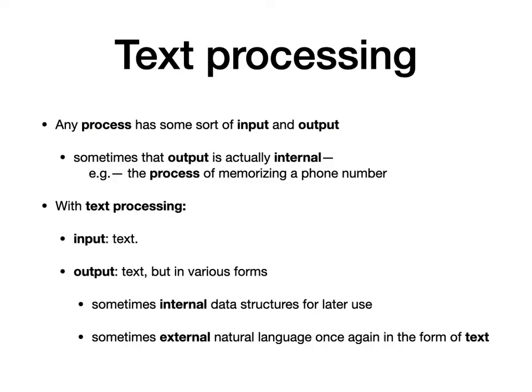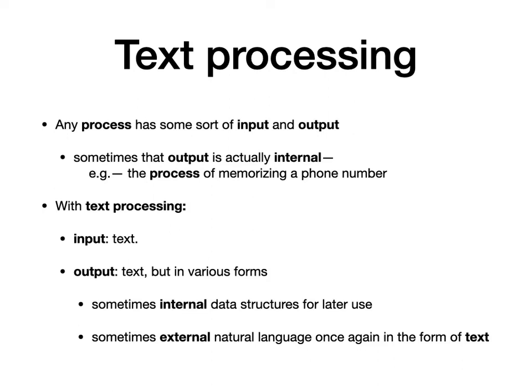In any process, you're going to have some kind of input and some kind of output. Sometimes that output is actually internal to some other broader process. So with the process of memorizing a phone number, you don't actually need to say it out loud to consider it memorized. You can just look at it and internalize it into some memory storage in your brain. That is a process. It has an output, but that output is hidden from the world.